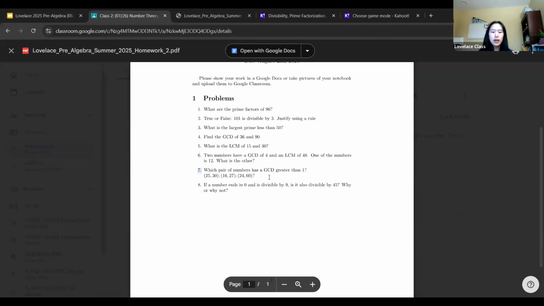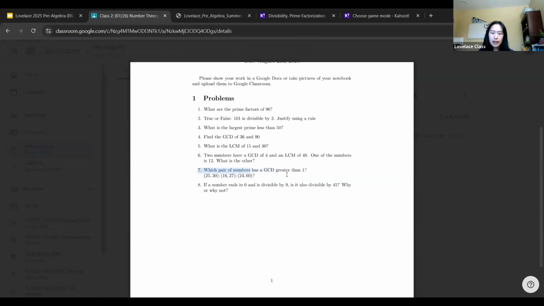And then I think someone also asked about question 7. Question 7 was just saying, there's 3 pairs of numbers here. Given these 3 pairs of numbers, which of these pairs have a greatest common divisor greater than 1? Basically, we're just going to check all of these greatest common divisors, right? For this one, we can see that both numbers, 25 and 30, are divisible by 5. So their greatest common divisor must be at least 5, which is greater than 1. So we know that's already an answer.